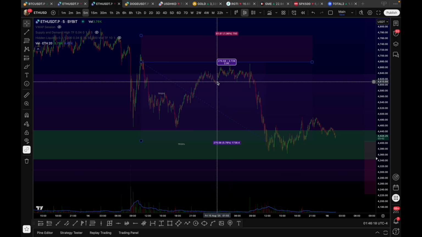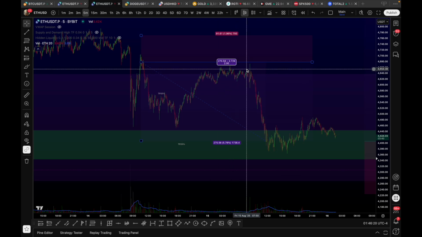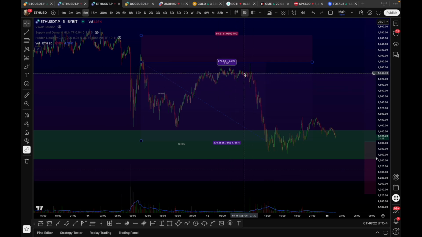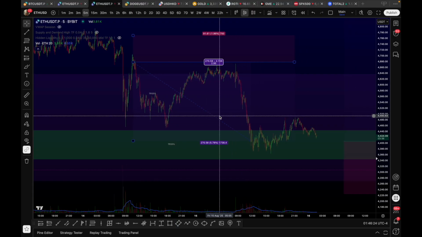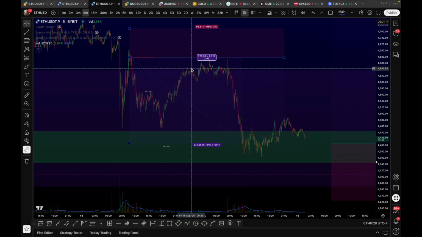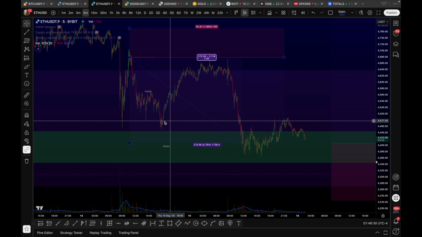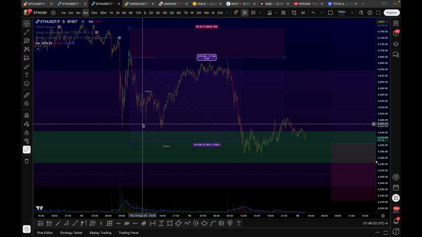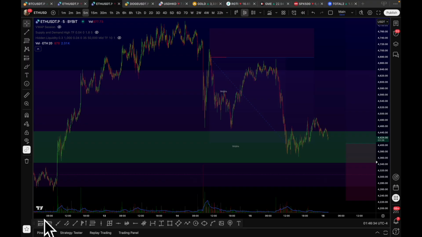And then we went up again, and I thought I get stopped here. Then I saw this wick, and we broke down from here, and then I knew, okay, good, this is going down further. I didn't add here, but I was still very confident in my short. I moved my stop loss to break even because my entry was here, and the 2-day level is down there.